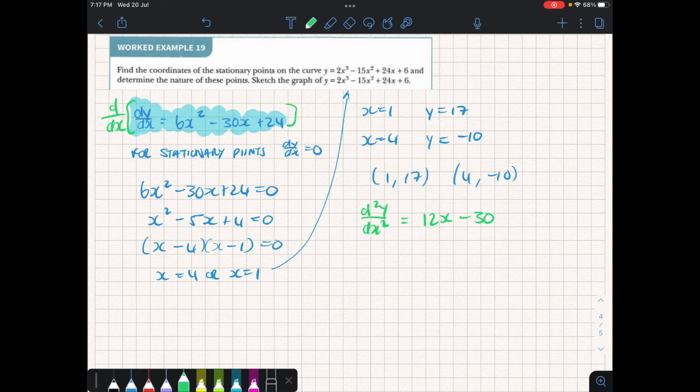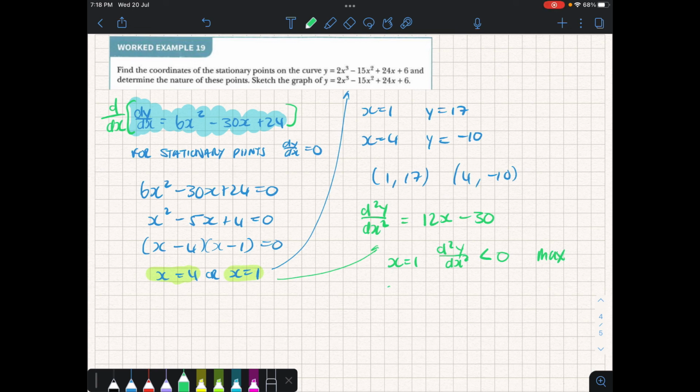So that is the gradient of the gradient equation. And I want to know what its value is at my stationary points, and these are my stationary points, that is their x coordinate. I'm going to stick these values in here one at a time. So when x is equal to 1, what is this thing equal to? If I put x equal to 1 in here, I'm going to get 12 minus 30. 12 minus 30 is less than 0. I'm not interested in what the value is, but I can intuitively see that it's less than 0. And if the second derivative is less than 0, then the point is a maximum point.